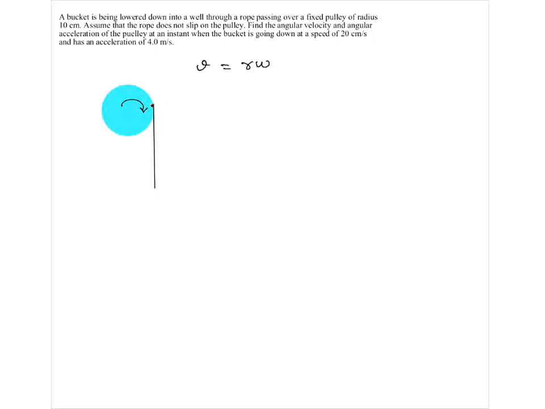And this fellow is in contact with the particle of the pulley and no rubbing is taking place. The particle of the pulley also goes at 20. So this will be 20. So 20, then radius, finding omega should be no problem. Let's find it out. How would you find angular acceleration? Tangential acceleration is equal to R alpha.